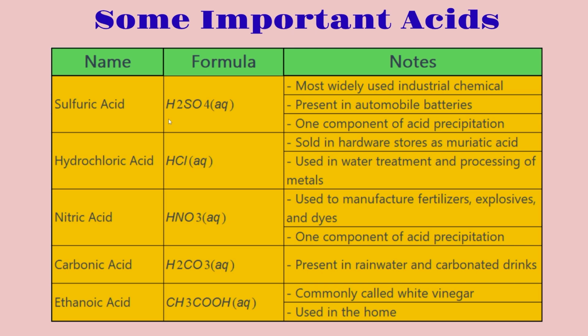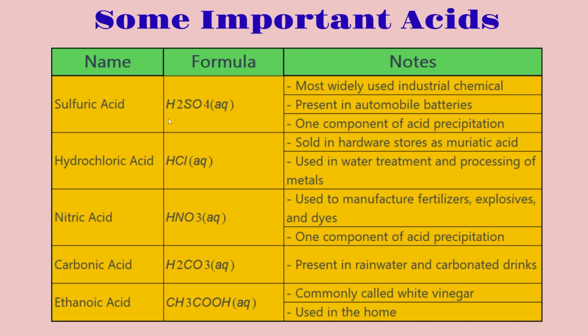For our next one, we have nitric acid, which is HNO3. You can see here that H is again there, further demonstrating Arrhenius's theory. This nitric acid is used to manufacture fertilizers, explosives, and also dyes. Another thing is it is a component of acid precipitation. For our next one, we have carbonic acid, and the formula for this is H2CO3. It's present in rainwater and also carbonated drinks.